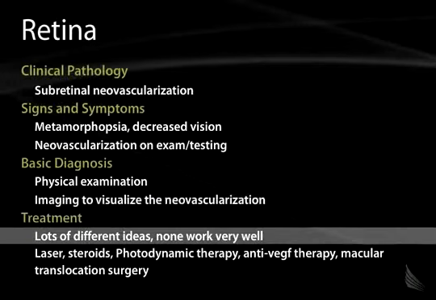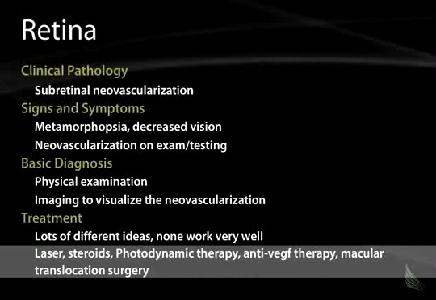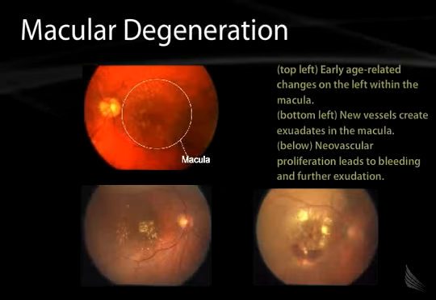Treatment is not very good. There's lots of different ideas and lots of new things that are coming out. You can try laser, steroids, or other types of therapies. None of them work particularly stunningly, but there's lots of different areas and you won't be asked to determine which one to use. Macular degeneration clinically looks like these pictures.